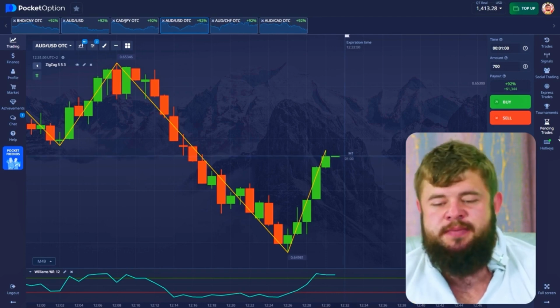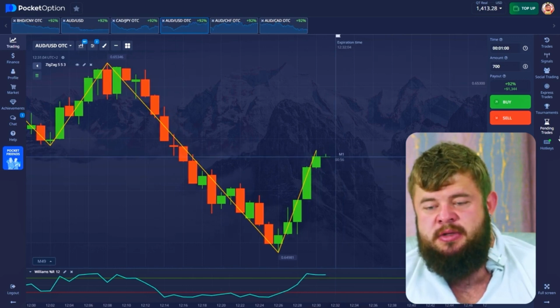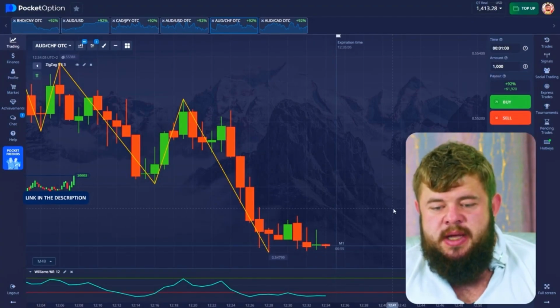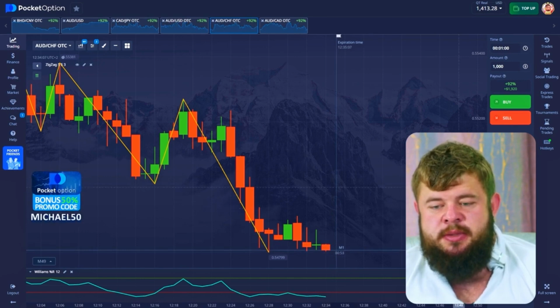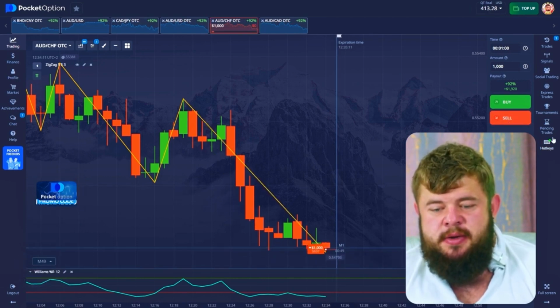Okay guys, this trade is closed. We have $1,413 on the account. So here, price is staying at the bottom line and the support line zone.